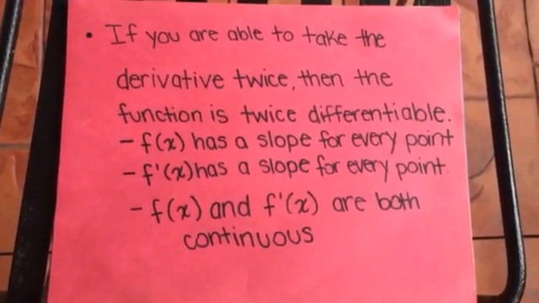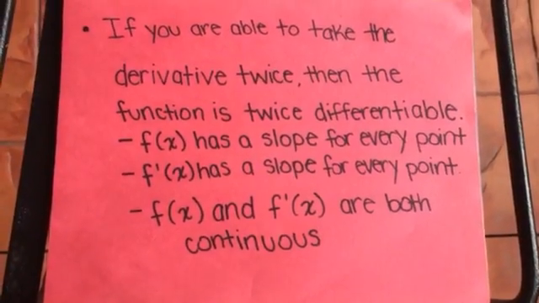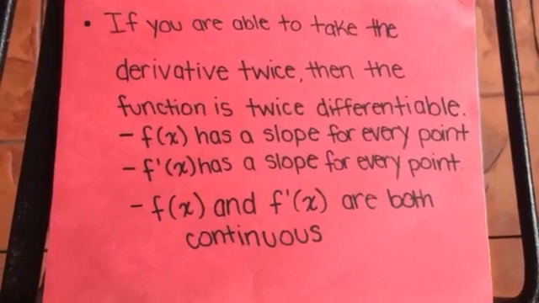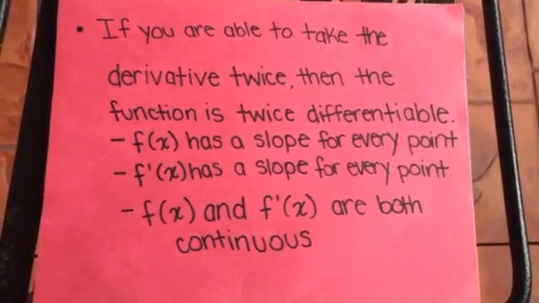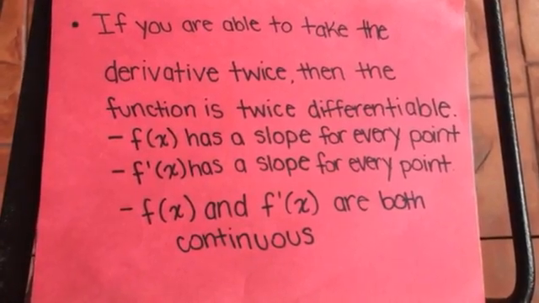So if you have a function f of x, then f of x has a slope at each and every point, and f prime of x has a slope at each and every point. And f of x and f prime of x are both continuous. So if you put a pencil on the graph, your pencil's not going to go off the graph. It's just going to keep on going until the graph ends.